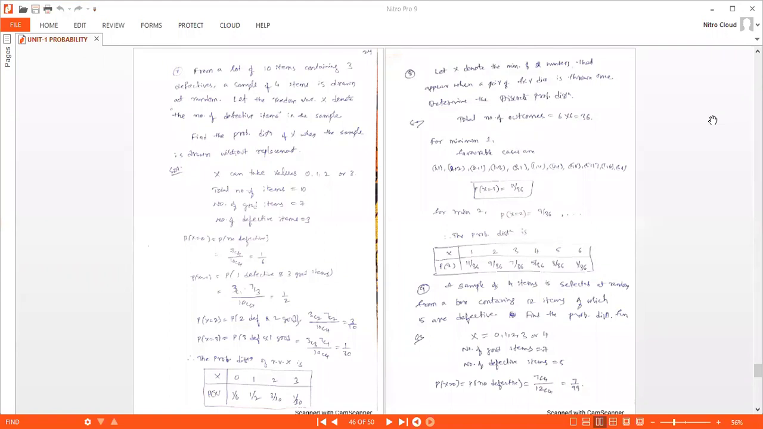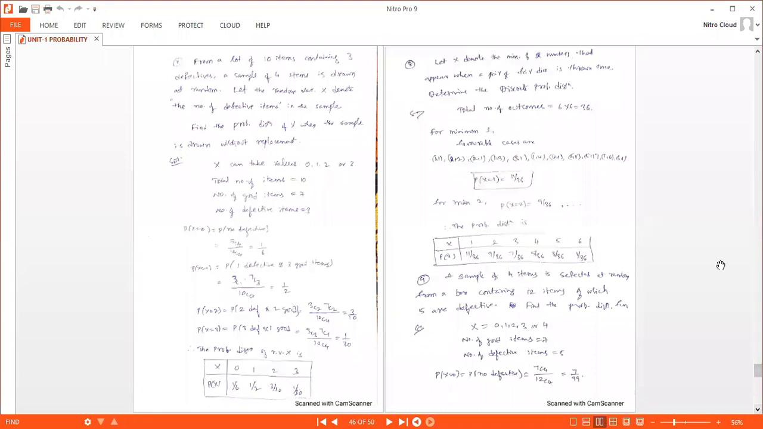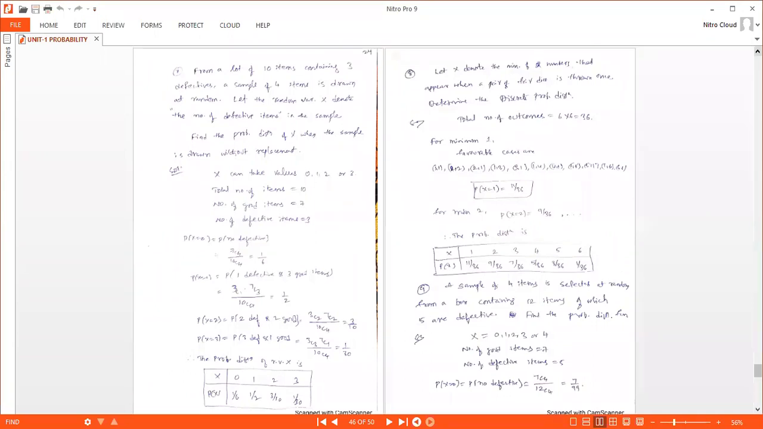Right, let's solve one more problem. From a lot of 100 items containing 3 defective, a sample of 4 items is drawn at random. Let the random variable capital X denote the number of defective items in the sample. Find the probability distribution of X when the sample is drawn without replacement.